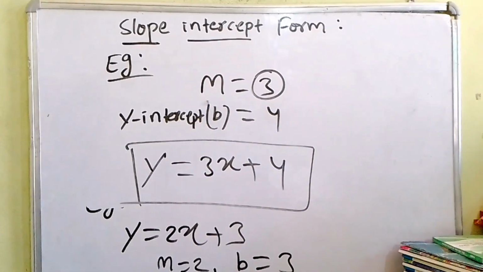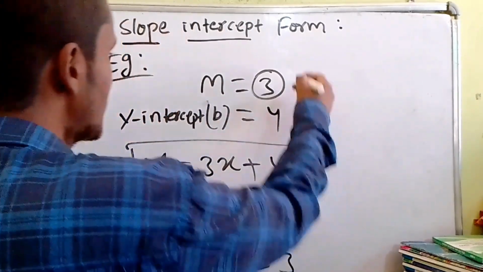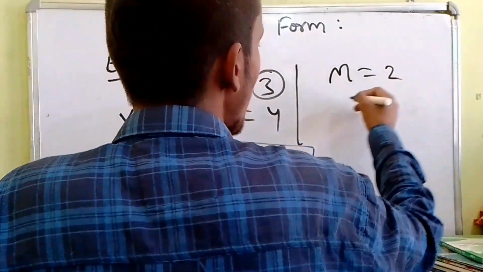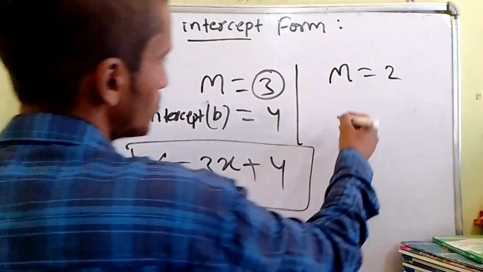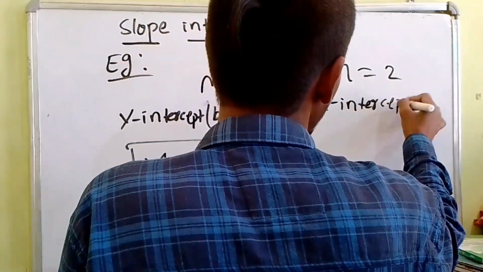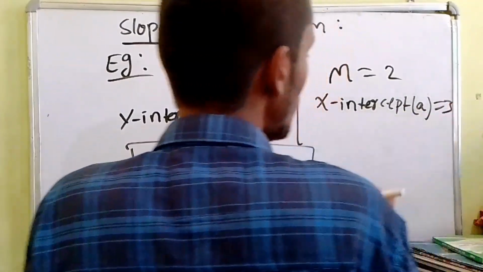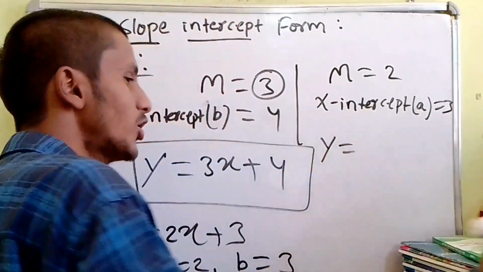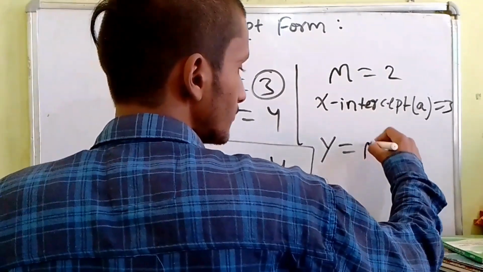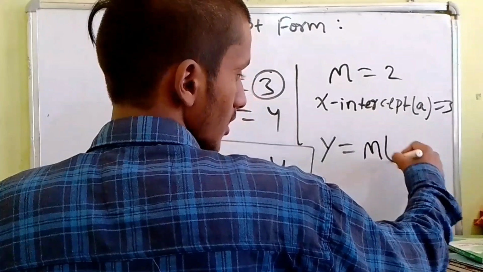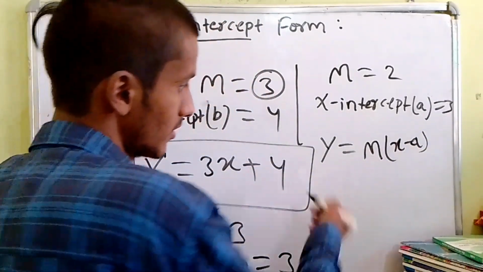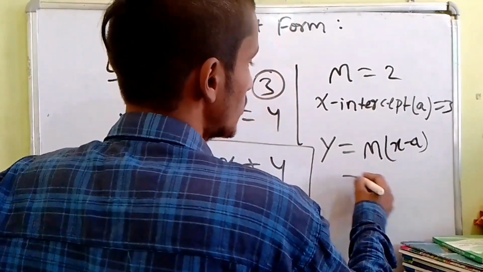What about the x-intercept? Okay, when you're given, let's say, m as 2, and the x-intercept a as 3. What will be this equation? It will be y is equal to, what's the equation when you have the x-intercept given? Can you remember that? Can't? It is m times x minus a. Should memorize them all. Okay? So y is equal to m times x minus a when you're given the x-intercept.